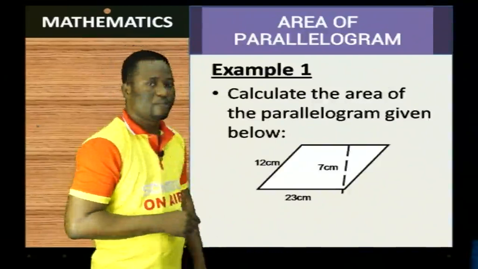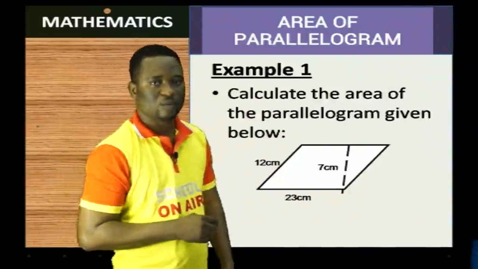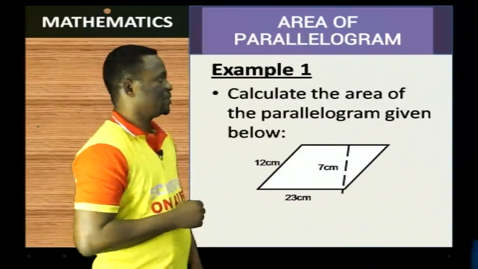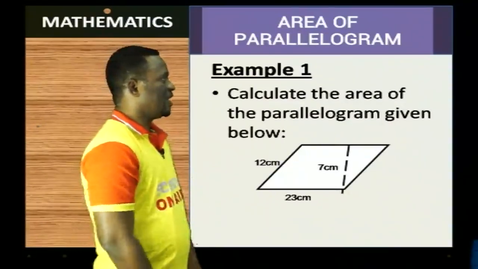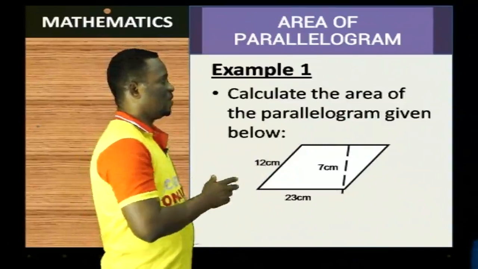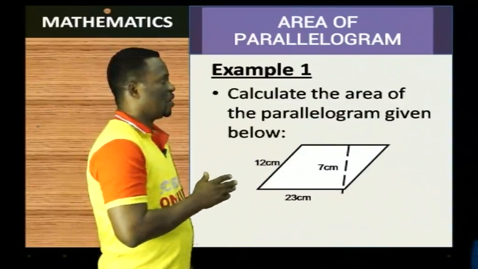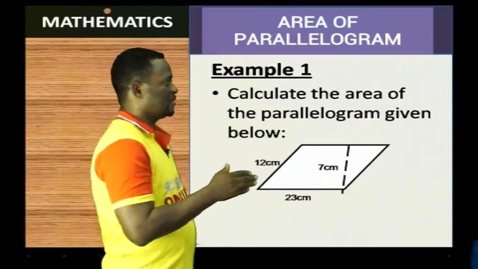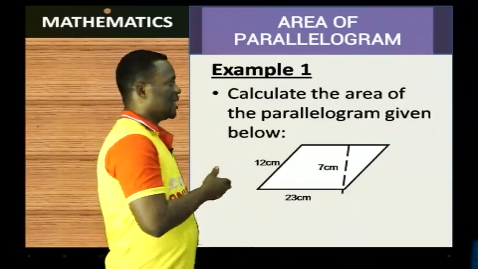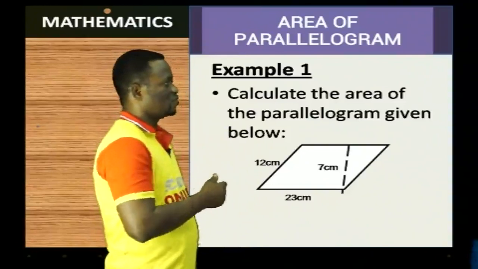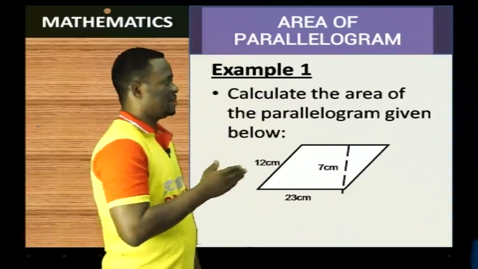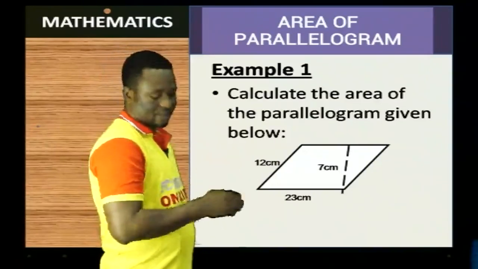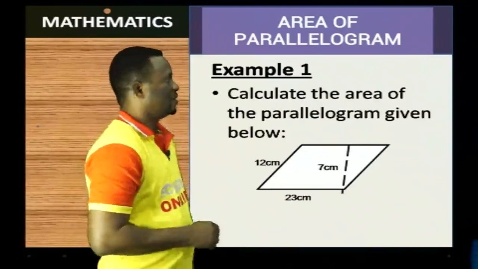Now, let's look at some examples to illustrate the calculation of the area of parallelogram. This question says, calculate the area of parallelogram given below. If you look at this diagram very well, we have the base as 28, we have the vertical height at 7 centimeters, and the slant height, another side, as 12 centimeters.